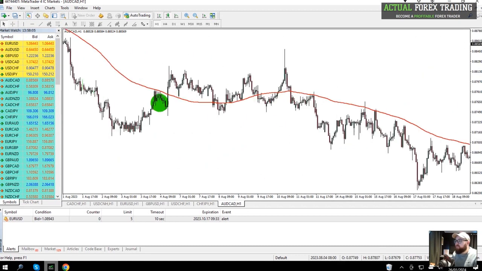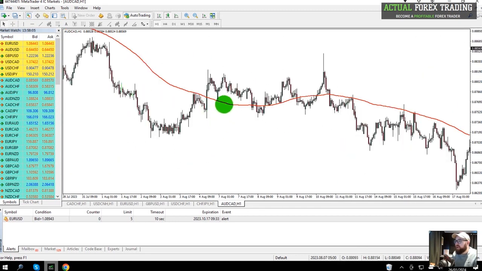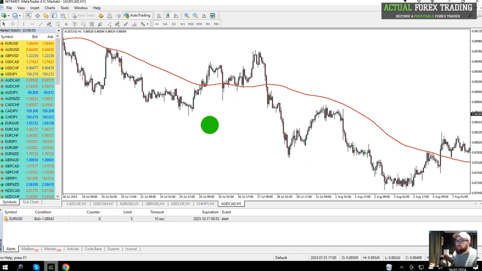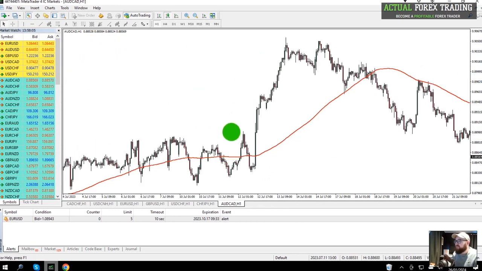It's also the same with a sideways market. If I can find one, when a moving average is moving sideways, that can indicate that the price action is sideways, that price is consolidating. So the direction of the moving average can help us to confirm the trend.